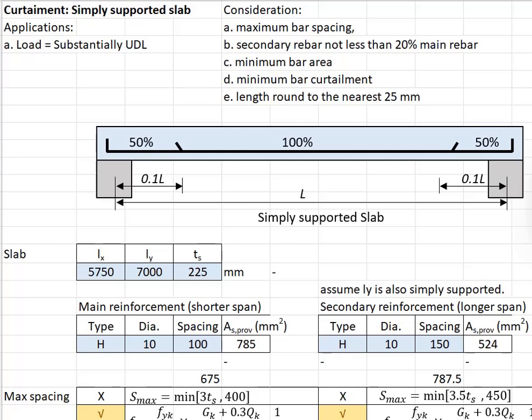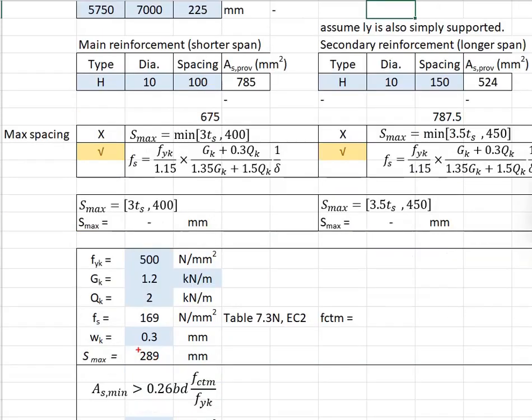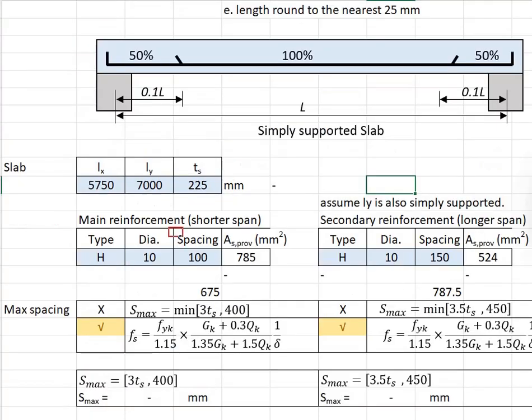Before you decide on the curtailment, there are 2 things that you need to check. After you've done the curtailment, the spacing here becomes 200. Check against the maximum spacing. The maximum spacing is 289. That means your 200 mm spacing is lesser than the maximum spacing, which is acceptable.